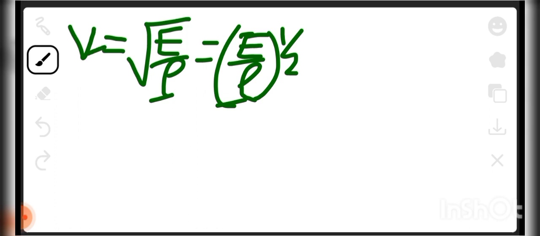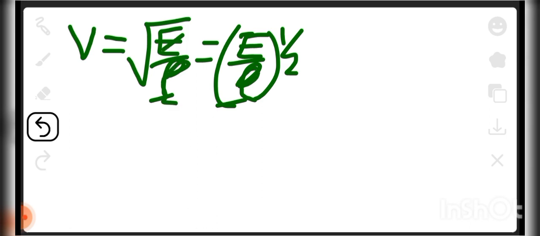Where V is velocity, E is Young's modulus, and rho is density. V is velocity. E is Young's modulus. Then rho, this one in the downside, is called density. Check if this equation is correct.